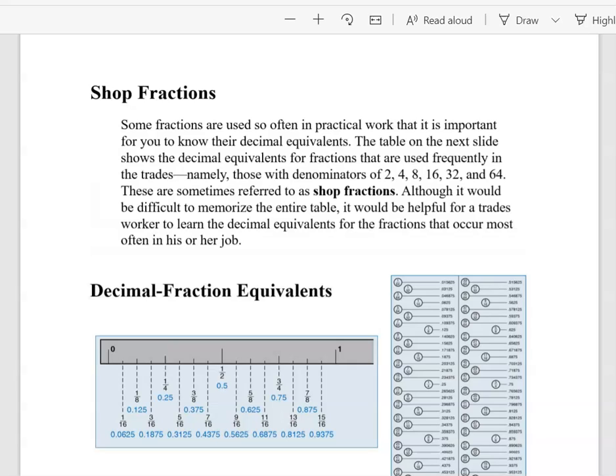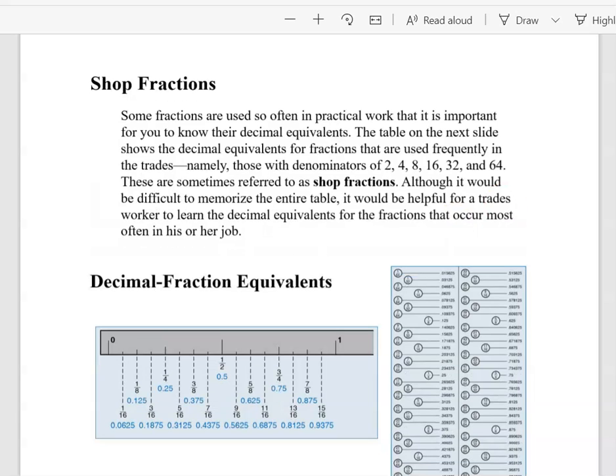Short fractions are used so often in practical work that it is important for you to know their decimal equivalents. The table on the next slide, or right below, shows the decimal equivalents for fractions that are used frequently in trades, those with denominators of 2, 4, 8, 16, 32, and 64. Those are sometimes referred to as short fractions. Although it would be difficult to memorize the entire table, it would be helpful for a trades worker to learn the decimal equivalents for the fractions that occur most often in his or her job. And so they've got some of these listed here.